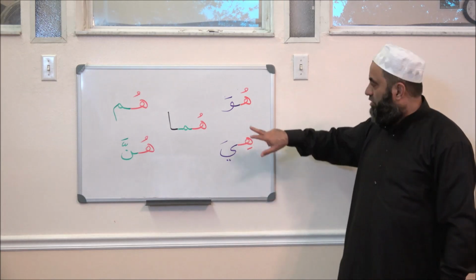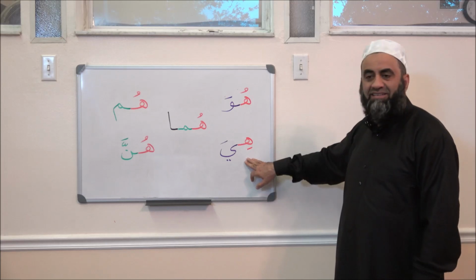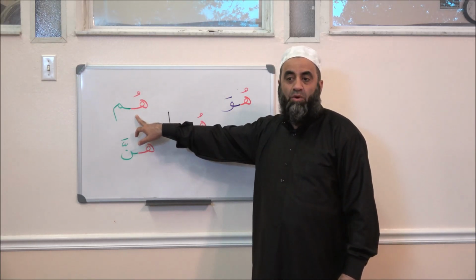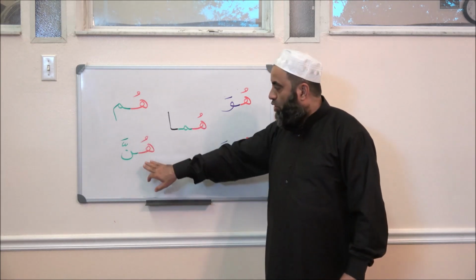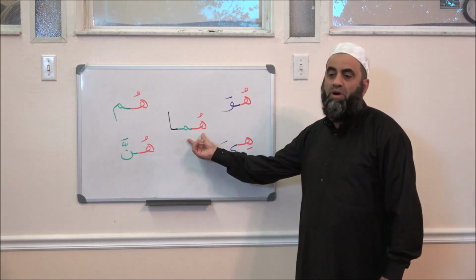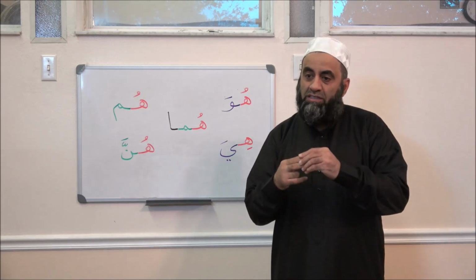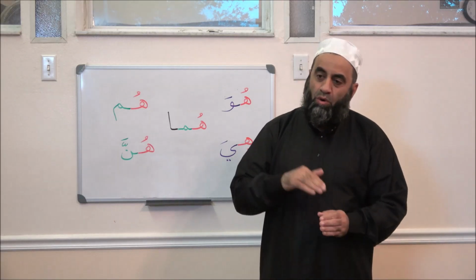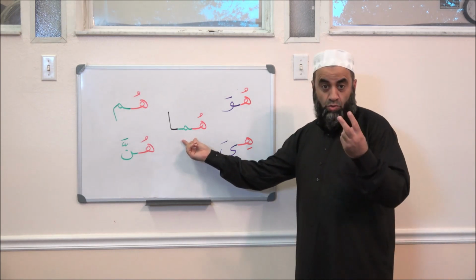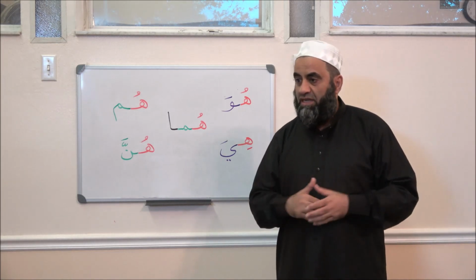So this is my third person. Huwa. It means he or he is. Hiya, she or she is. Hum, they or they are masculine. Hunna, they or they are feminine. And huma, they, but I'm talking about two. Either two boys or two girls or a boy and a girl. Because I said in the dual, the two, it doesn't have gender. It's generic for boys and girls.